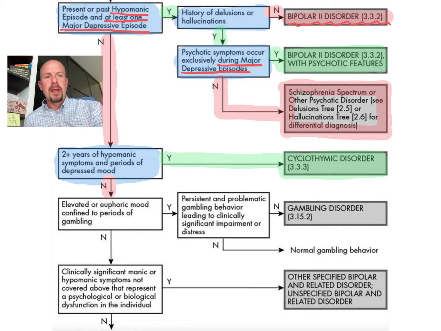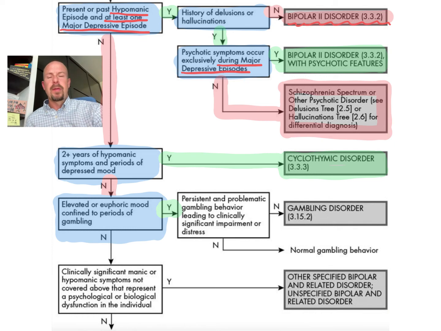If that wasn't the case, it's interesting that the DSM decision-making tree asks you whether or not the elevated or expansive mood was due to gambling. So in the DSM map, if you're experiencing some sort of elevated or euphoric mood and it's not mania, hypomania, or some sort of delusion, hallucination, then the next thing, interestingly enough, is gambling. So you ask yourself, is it an episode of gambling?